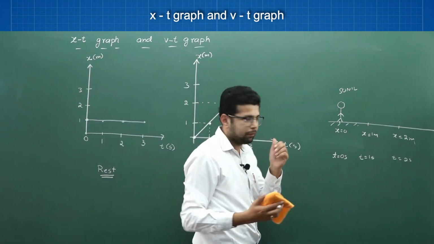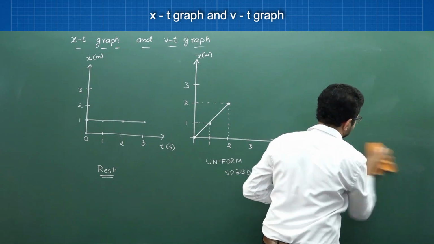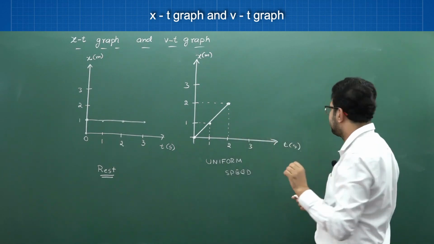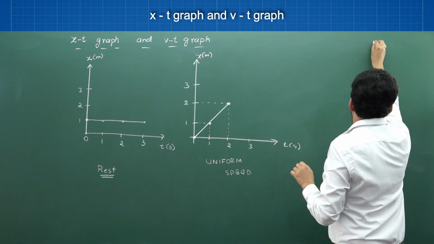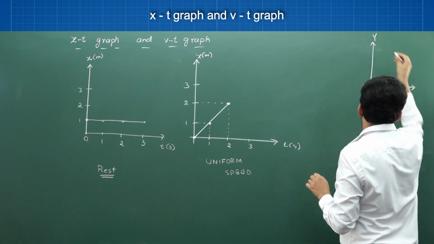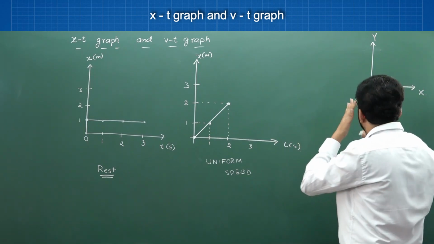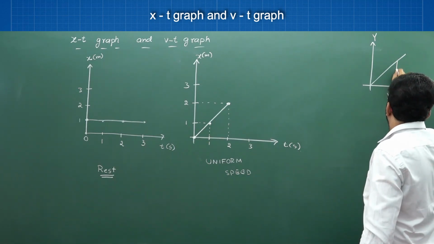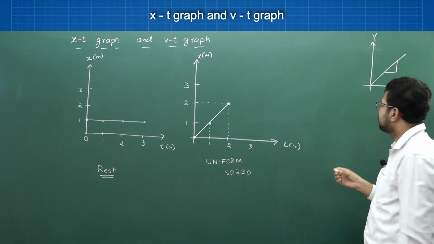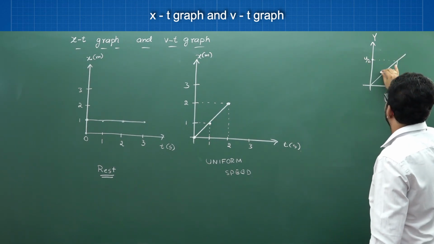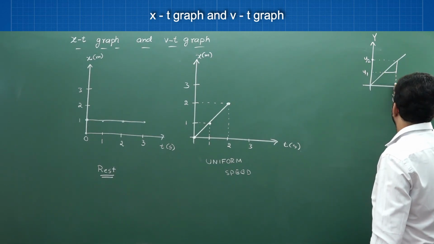Now, here we have to learn some important point. If I take the slope of this graph, we have studied in our class 10 that if there is a y axis here and an x axis here and there is a straight line, how to calculate slope? I can calculate slope like this. Say this is y2, this is y1, this is x2 and this is x1.